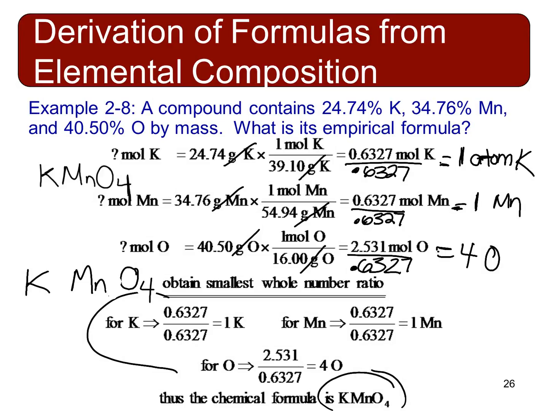Here, this is our empirical formula. It is also our molecular formula. Sometimes they are equal to each other. So the smallest numbers here, we have a 1, 1, and 4. We can't reduce that anymore, right? So our empirical formula is also the molecular formula here.